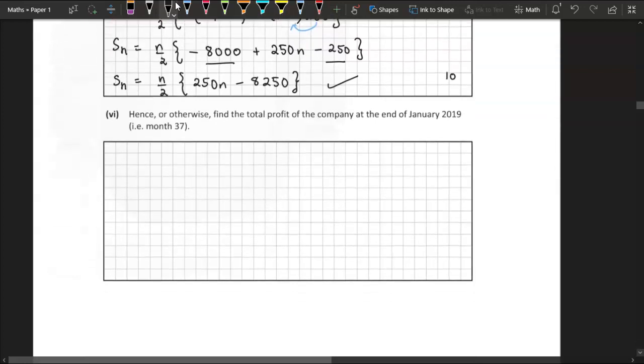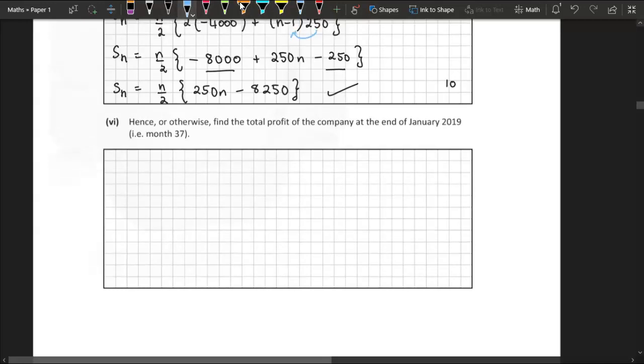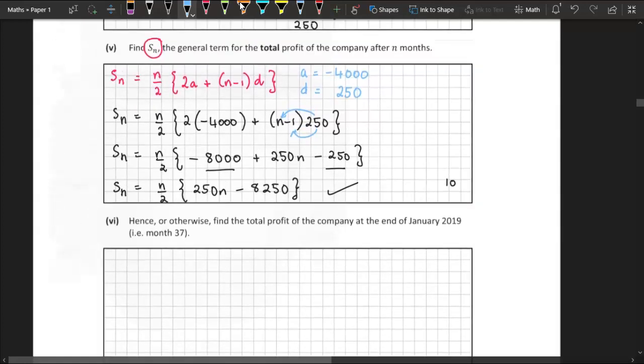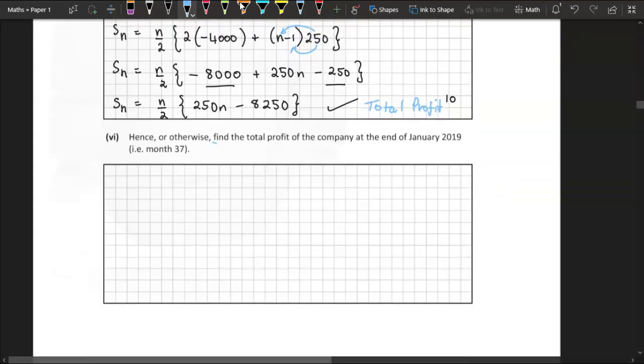So part 6, hence or otherwise find the total profit. So again, what is this thing that we've just found here, this Sn? The clue is always in the question. When you go back up, it tells you to find Sn, the general term for the total profit. So this here is the total profit formula. So when the question says, hence or otherwise find the total profit, this is what you're going to be using. Sn is equal to n over 2 into 250n minus 8250.